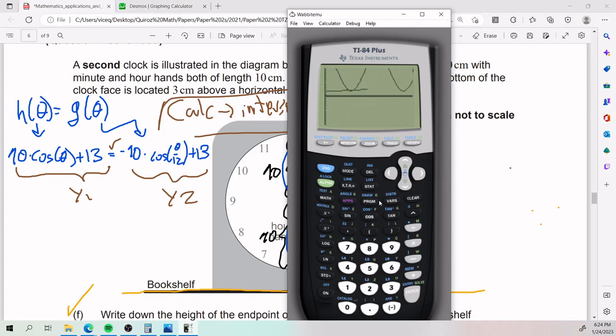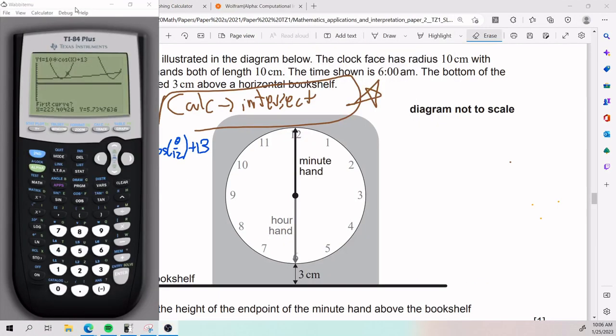There is the other one. All right, and so now once we do the calc intersect, we will notice that the calculator is asking for three things. First of all, it's asking for what is your first curve. As we can see, this first curve is the one that has the more curvy parts to it, right? So we're going to agree to our calculator with that. Our second curve we can see is the long one, which is the hour hand, right? Because it increases in height much more slowly. So yes, we agree with our calculator.